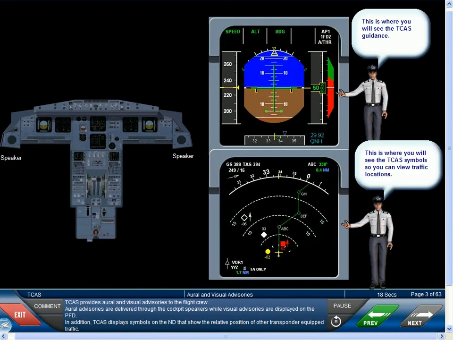TCAS provides oral and visual advisories to the flight crew. Oral advisories are delivered through the cockpit speakers, while visual advisories are displayed on the PFD. In addition, TCAS displays symbols on the ND that show relative position of other transponder-equipped traffic.